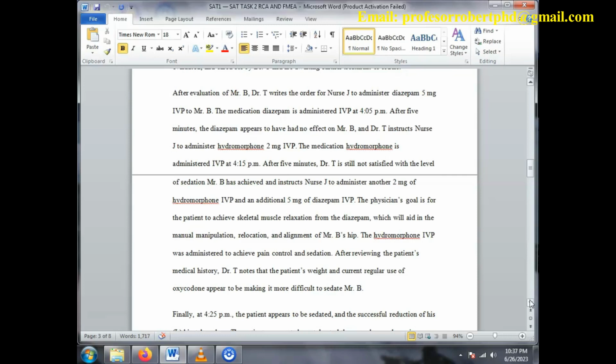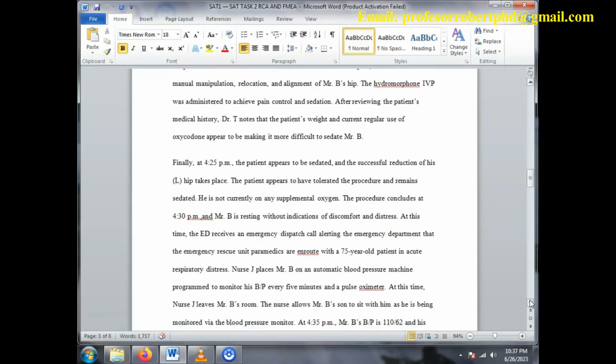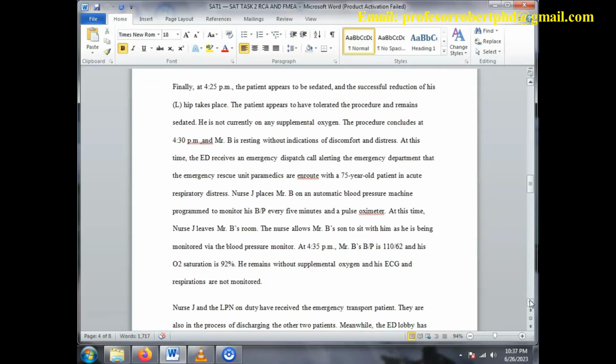After reviewing the patient's medical history, Dr. T notes that the patient's weight and current regular use of oxycodone appear to be making it more difficult to sedate Mr. B. Finally, at 4:25 p.m., the patient appears to be sedated, and the successful reduction of his left hip takes place. The patient appears to have tolerated the procedure and remains sedated. He is not currently on any supplemental oxygen. The procedure concludes at 4:30 p.m. and Mr. B is resting without indications of discomfort and distress.